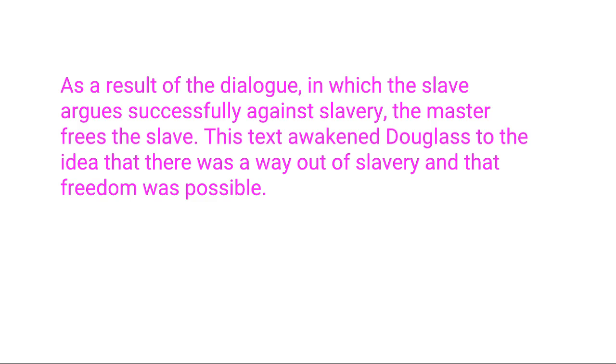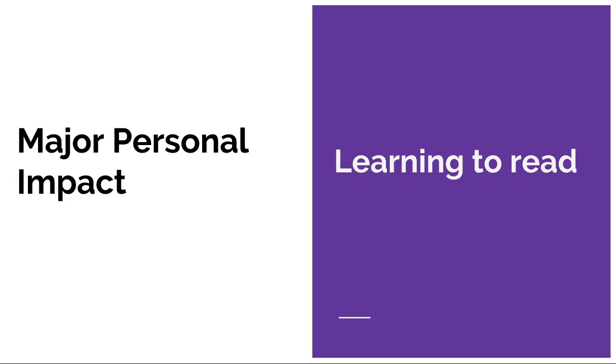As a result of the dialogue in which the slave argues successfully against slavery, the master frees the slave. This text awakened Douglass to the idea that there was a way out of slavery and that freedom was possible. Beginning in line 112, Douglass describes the result of his having learned to read.